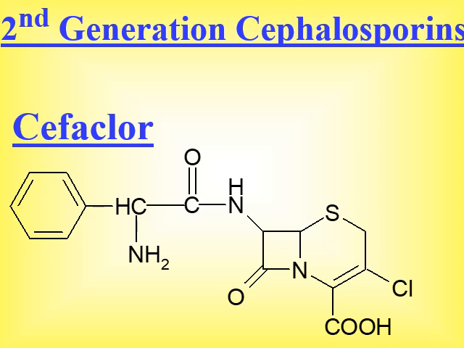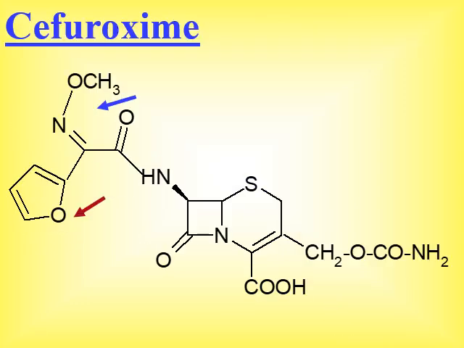Can be taken orally because there is no acetyl oxymethyl group. The second compound here is known as cefuroxime. A characteristic feature of the second generation is the addition of a methyl oxyimino group to the side chain, shown by the blue arrow. In the second generation, only cefaclor is different, while all the other second generation compounds must have a methyl oxyimino group, shown by the blue arrow.